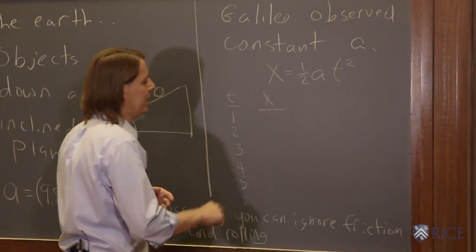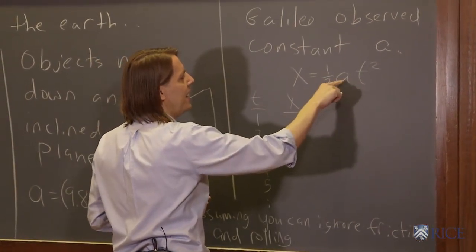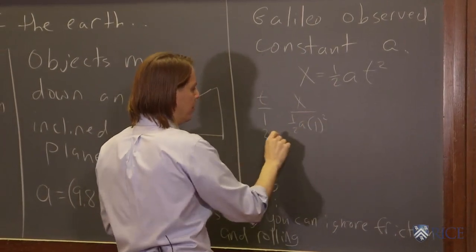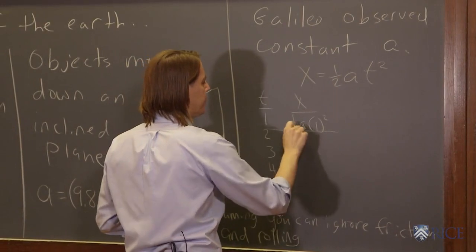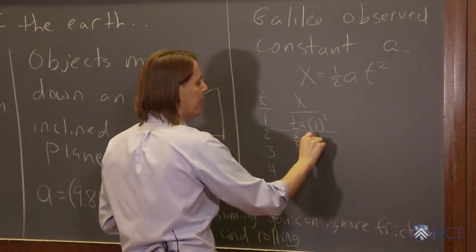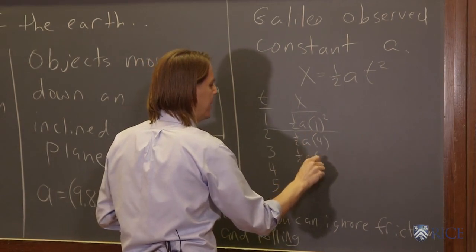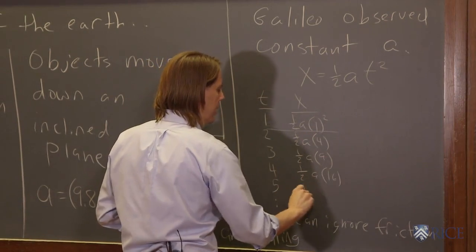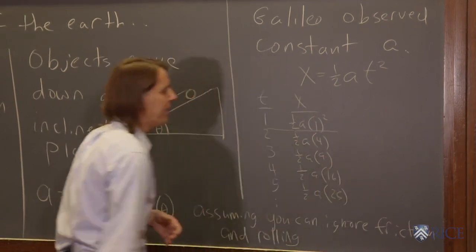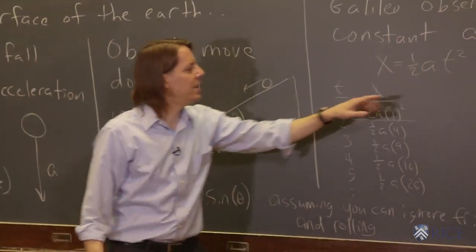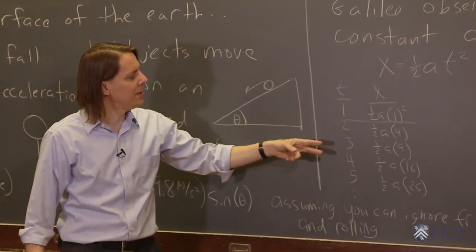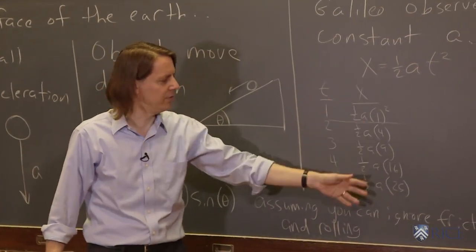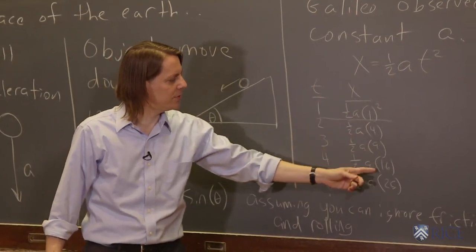So you could say, well, here's x. Well, you just plug in t. So it's 1/2 a times 1 squared, right? And then 2 would happen at 1/2 a times 2 squared, so that's 4. And 3 would happen at 1/2 a times 3 squared, that's 9. 4, 1/2 a, 16, 1/2 a, 25. So you can see from this equation, if you want things to happen uniformly in time, then you need them to be separated. If it's accelerating, they need to be separated by something that's increasing as the square of the time, right? So we got 1, 4, 9, 16, 25.